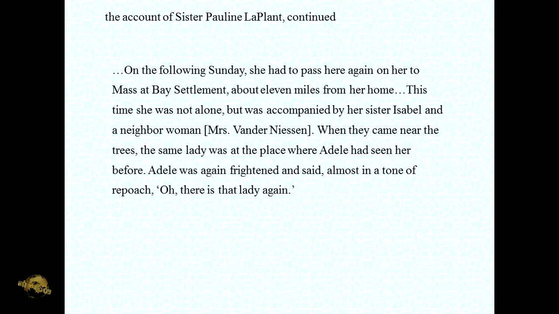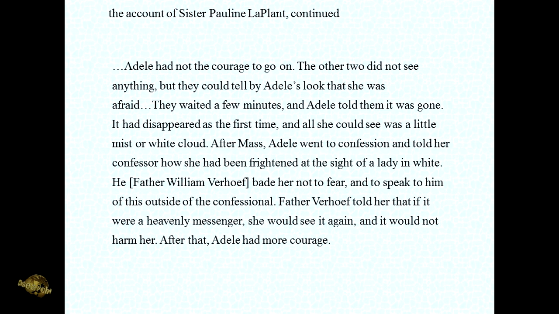Okay, so we're going to another account. Since we're running out of time, I'm jumping over stuff. I just want to hit the important details here. So one of the confessors that she went to, this priest, Father William Verhoef, I guess, bade her not to fear and to speak to him of this outside of the confessional. Father Verhoef told her that if it were a heavenly messenger, she would see it again and it would not harm her. After that, Adele had more courage.